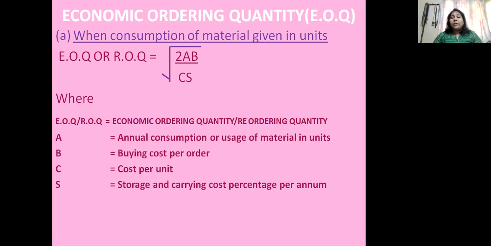So keep this point in mind, because you may have a problem that straight away has the information about carrying cost per unit. If the carrying cost per unit is given, you can directly show it in the denominator, because in the denominator we want to show only the carrying cost per unit. To know the carrying cost per unit only, I am multiplying the cost per unit with my storage cost percentage per annum. Have it in mind always. So I can make use of this formula when the annual consumption or usage of materials is given in units.